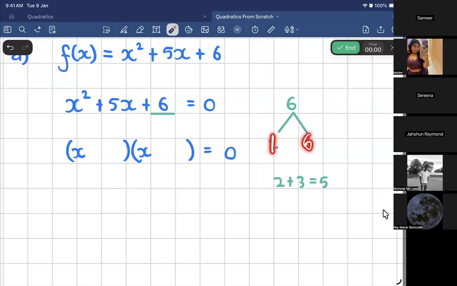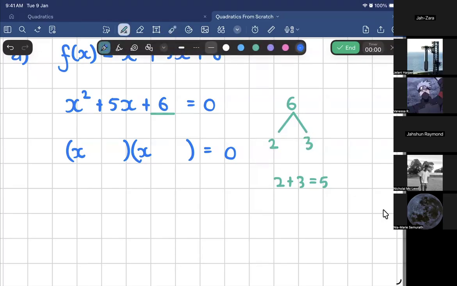You get 5. Why do you think we didn't choose 1 and 6? 1 by 6 is 6, but when you add them, you're going to get 7, so you wouldn't get the 5. Right. So long story short, I could write this as x plus 2 by x plus 3.